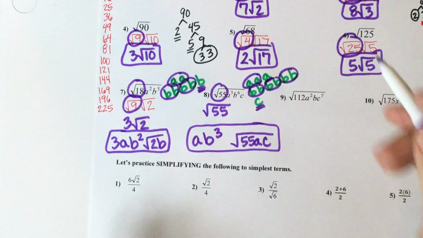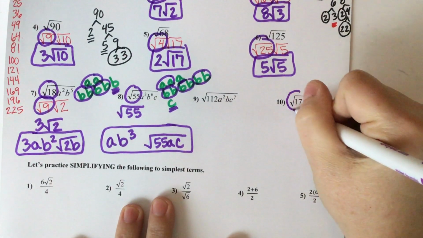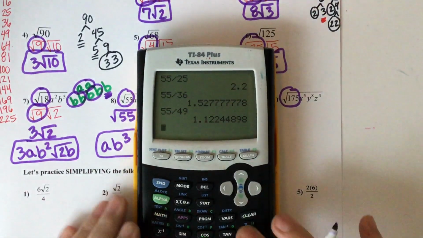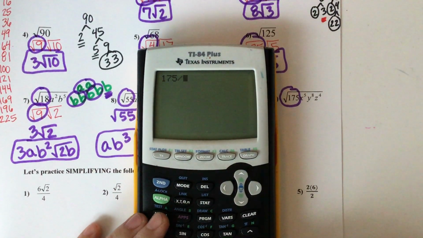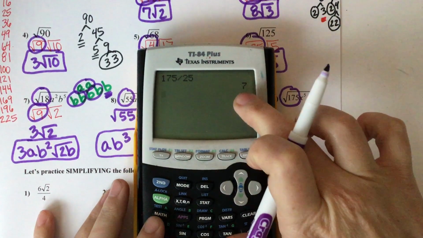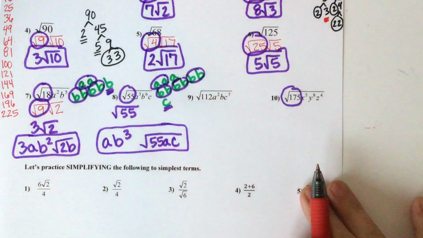Okay, let's skip number 9 and go to number 10. And let's work on breaking down the square root of 175. Okay, so any guesses about what might go into it? Let's try 25. And that's it. 7 can't be divided by any of our perfect squares. So 25 goes in there 7 times.